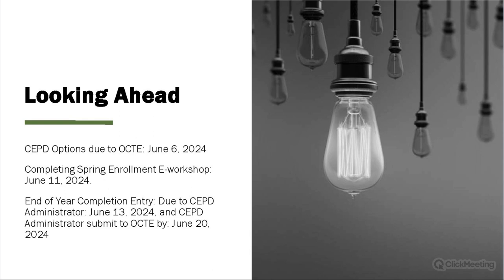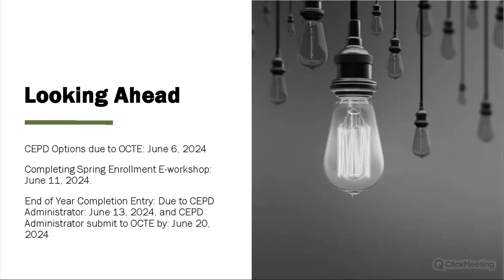Just going to review some information here. So looking ahead, again, CPID options is due first, is due to OCTE June 6th. So you want to make sure that you make all of your selections by June 6th and make sure that information is submitted, not just saved, submitted in the system to OCTE. You can make all of your selections and save them in the system, but you want to make sure that it's submitted by June 6th.